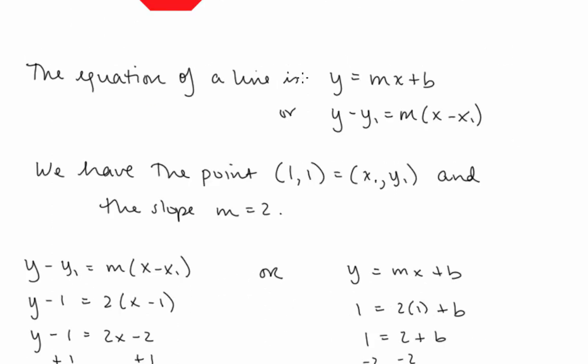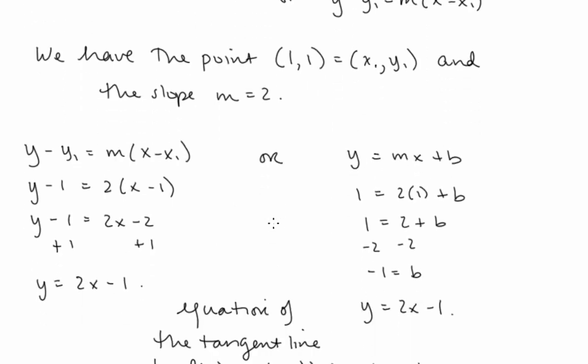Well, we know that the equation of a line can be written as y = mx + b in slope-intercept form, or in point-slope form, that looks like y - y1 = m(x - x1). And we're given the point (1, 1), that's the point of tangency, and we found that the slope m is equal to 2. So using point-slope form, it looks like y - 1 = 2(x - 1), and simplifying, we get y = 2x - 1.